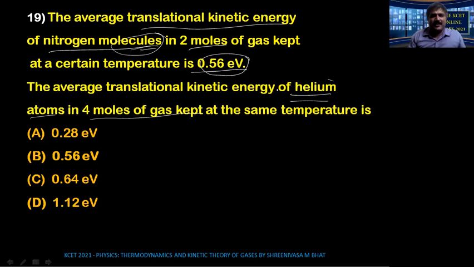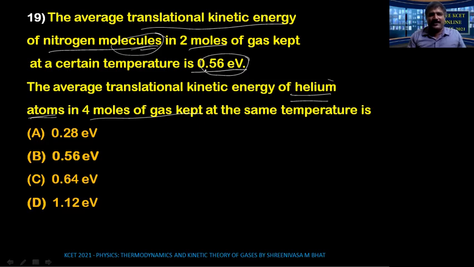So for translational kinetic energy, how many degrees of freedom? It is 3 for nitrogen and 3 for helium also. So the degrees of freedom are the same. It is dealing with only one molecule here. Whatever the number of molecules present in the gas doesn't matter. You are considering the average translational kinetic energy of every molecule, so the number of molecules is immaterial. Even 2 moles or 4 moles is not important.